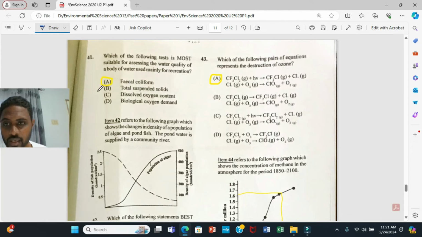Total suspended solids would be a close one as well, but it might not be as harmful as the fecal one. The fecal one is more harmful, so that would be a more suitable test to be done. The dissolved oxygen content and the biological oxygen demand would be related to the crops or algae or animals living in the water, not for us swimming in it. That won't be a major problem compared to A.